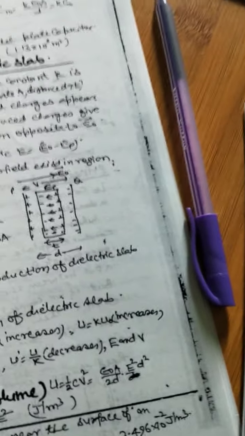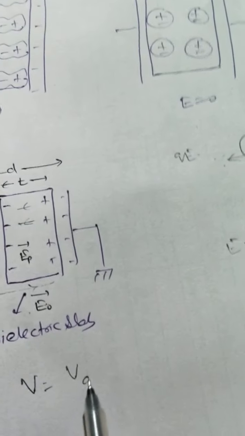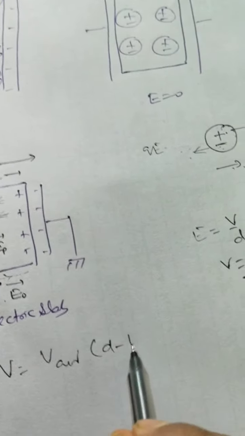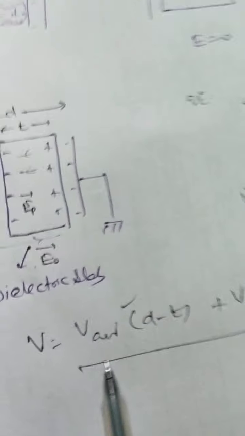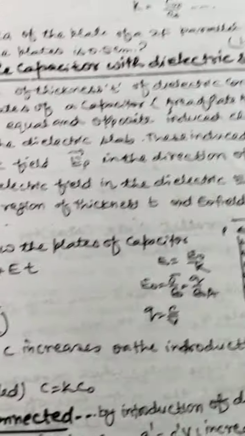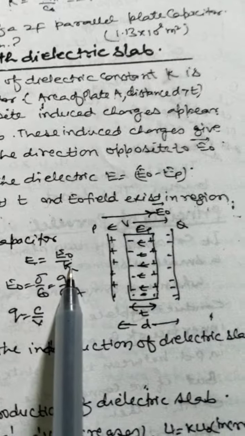So here the total potential V is due to air of thickness D minus T plus V due to dielectric of thickness T. So these are the two potentials. Potential is a scalar quantity. Now V means E into D: E0 into D minus T plus dielectric E into T, and we know E is equal to E0 by K.